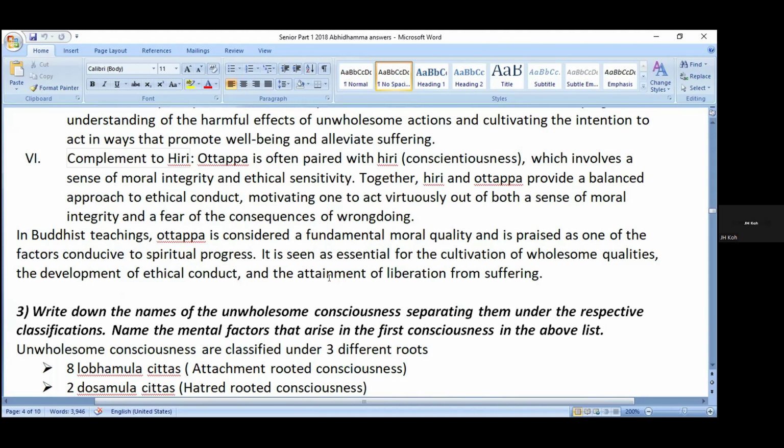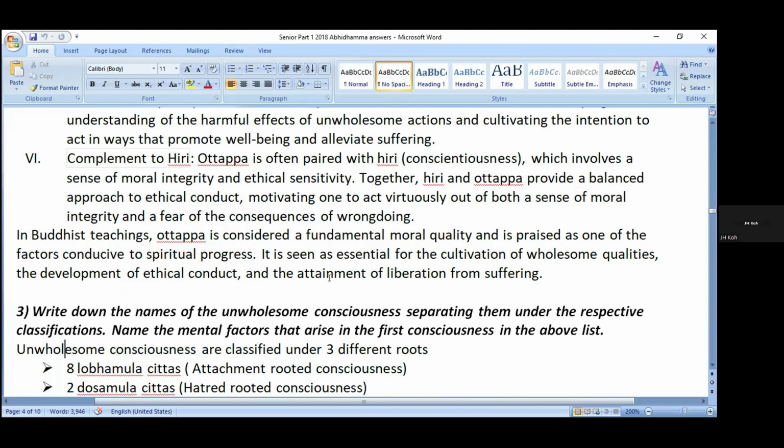Then the second group, the Dosa group, comprises 2 cittas. There is the Domanassa-sahagata, patigha-sampayutta, asankharika and sasankharika. Then the third group is the Mohamula cittas, which has 2 cittas. There is the Upekkha-sahagata, vicikiccha-sampayutta Mohamula citta, and the second one is the Upekkha-sahagata, uddhacca-sampayutta Mohamula citta. So the total is 12 akusala cittas.